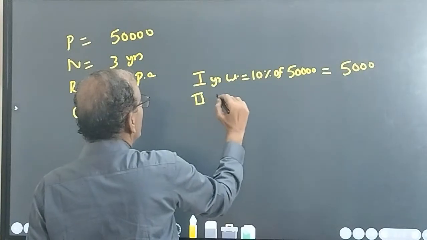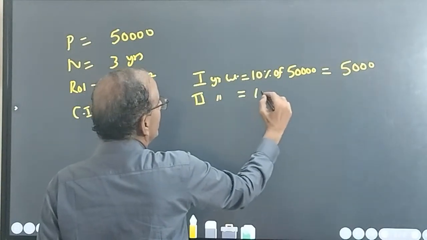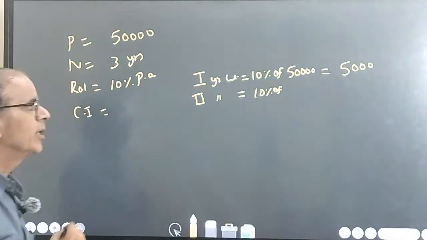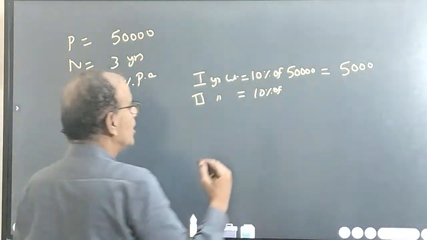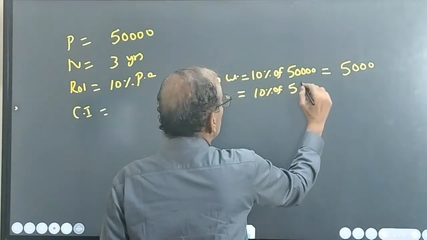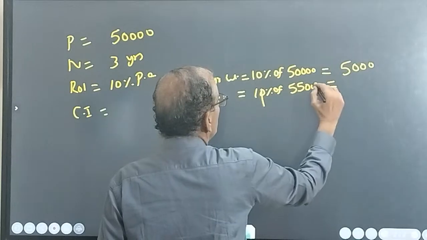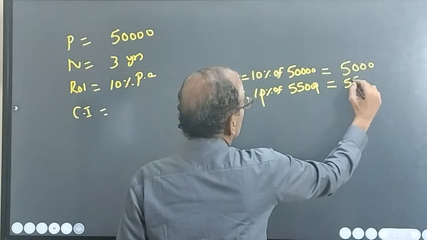Now I go to second year interest. 10% of, already 50,000 is there, 50,000 plus 5,000, how much? 55,000. Okay, remove 2 zeros. How easy you see? 5,500.